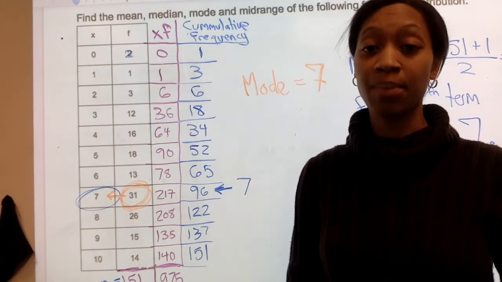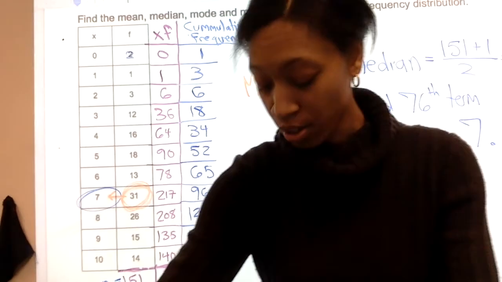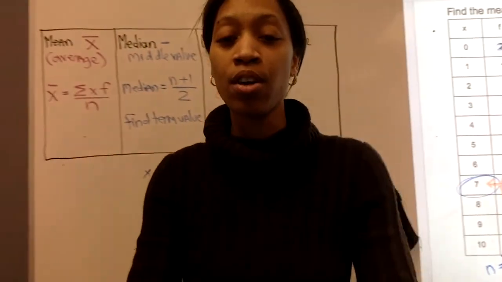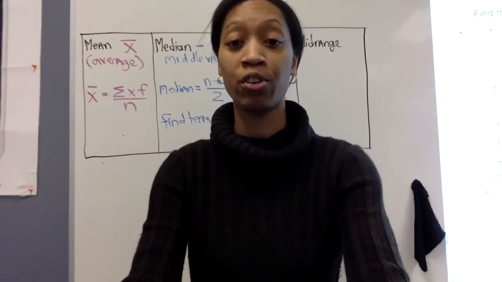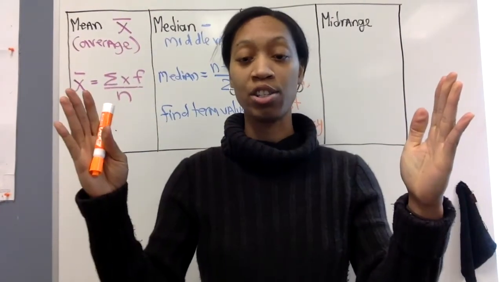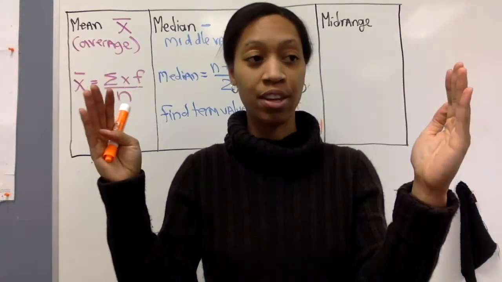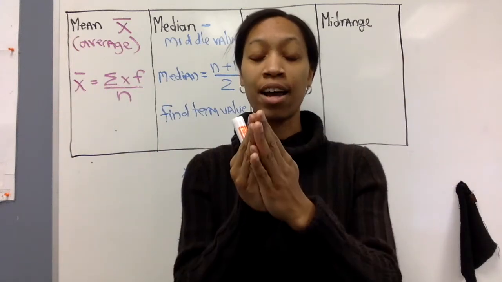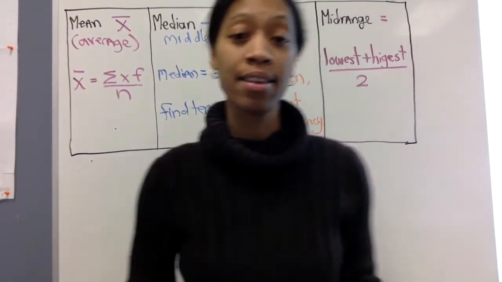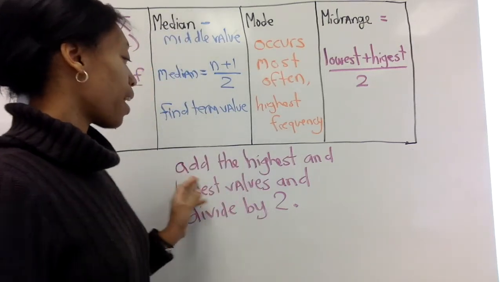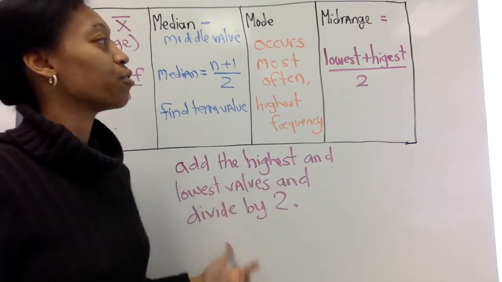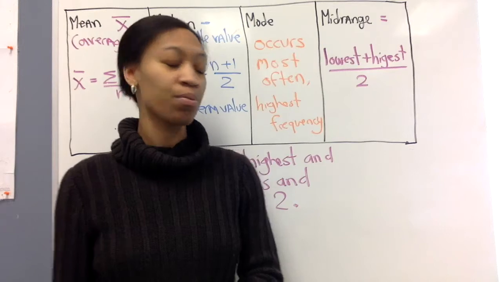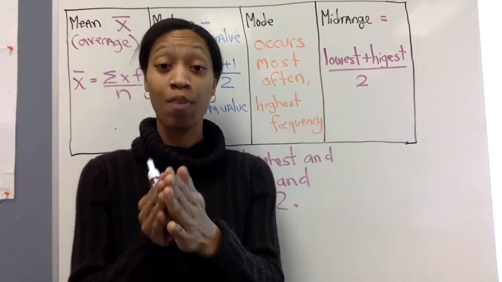Okay, great. And then last we have the mid-range. So you're already familiar with range, right? Range is the total values that are covered: you take the highest and the lowest and you subtract them, and the full range of things between those is your range. Well, mid-range is the middle value of that. So to find the mid-range, you're going to add the highest and the lowest values and divide by 2. So that's lowest plus highest divided by 2. The range is just the lowest to the highest, right? We're finding the average of those.